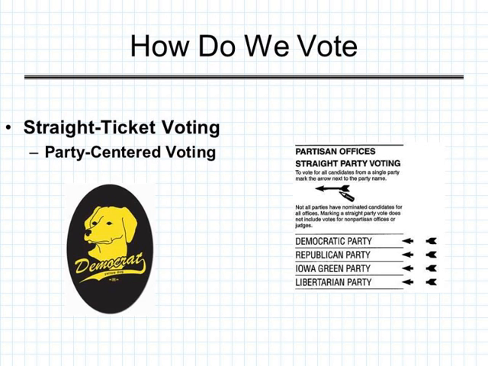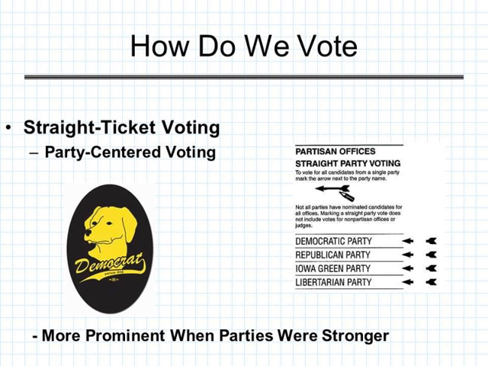And this phrase, yellow dog Democrat, came from a person who said that I am such a strong Democrat that I would even vote Democratic if there was a yellow dog running on the ticket. It is very, very party-centered. This method of voting, straight ticket voting, was more prominent, more common when political parties were stronger in this country. You know, late 1800s, early 1900s, this was a very prominent way of voting.